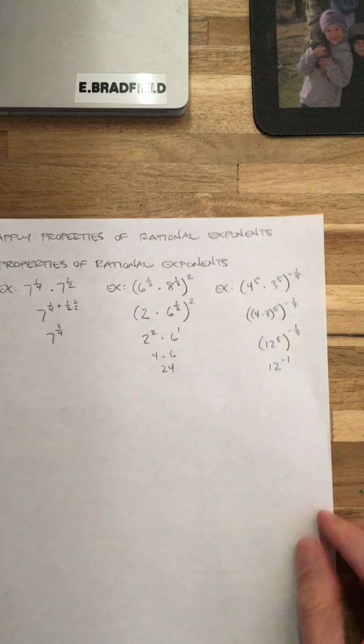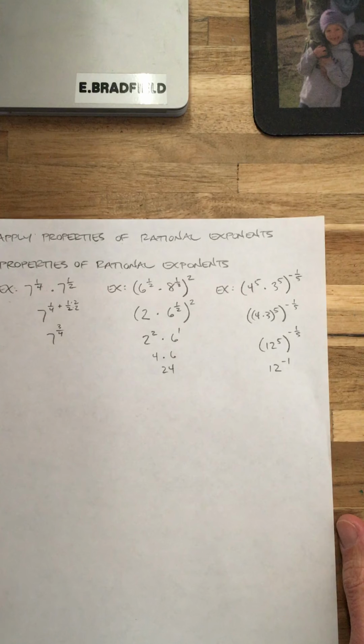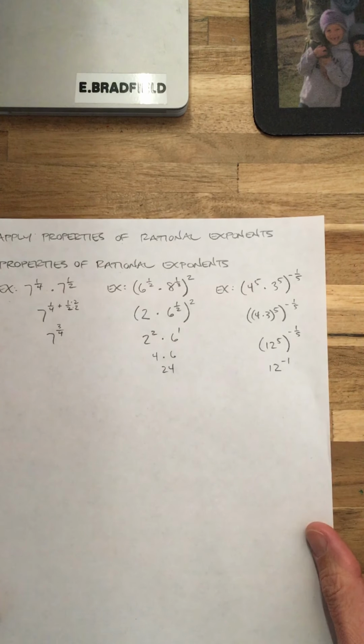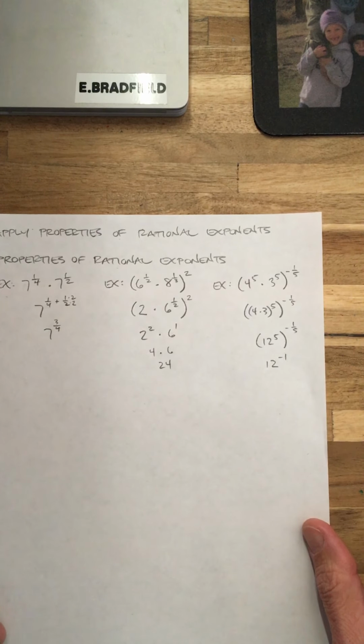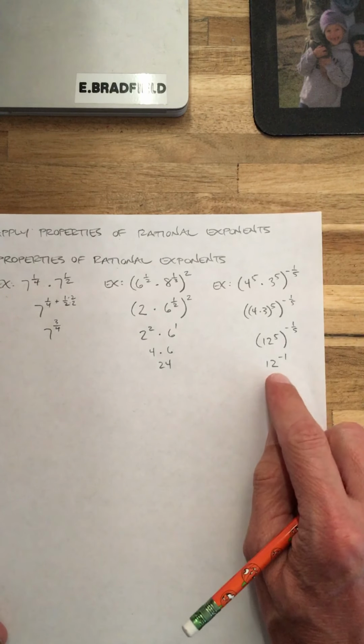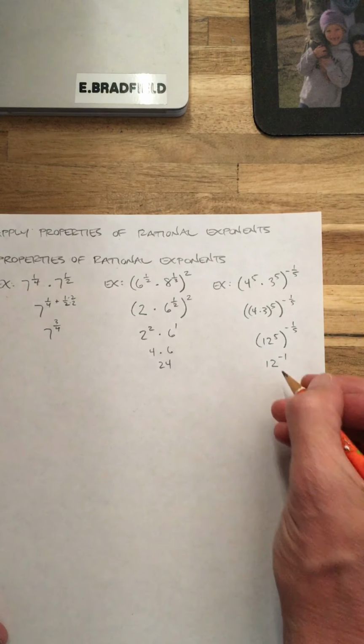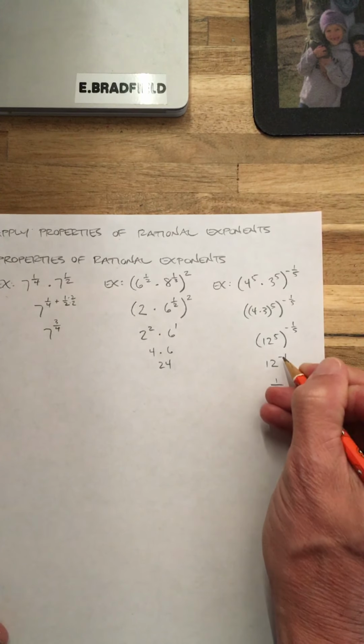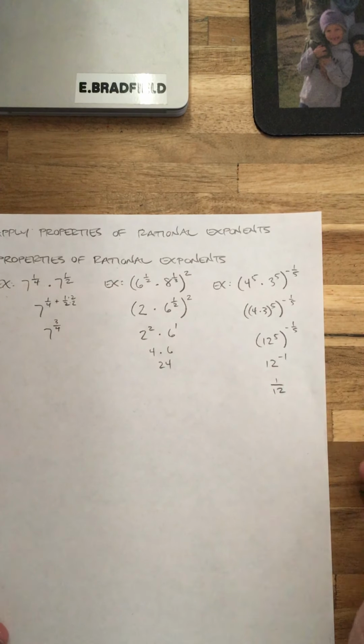And 12 to the power of negative 1, what does a negative exponent do to your base? You write the reciprocal of it. So instead of 12, it's going to be 1 over 12. And now the negative power of negative 1 turns into a positive 1. So that's going to be your final answer there.